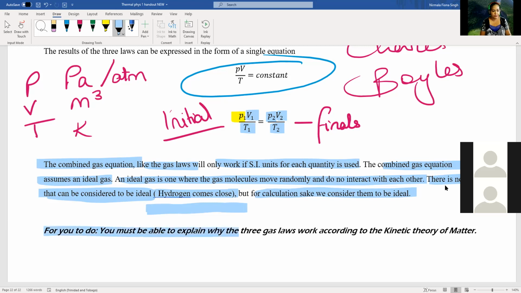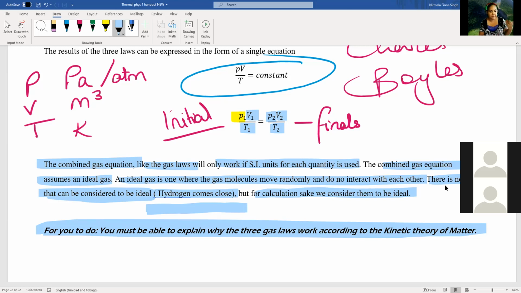So for you to do, you must be able to explain how the three gas laws work according to the kinetic theory of matter. What is the kinetic theory of matter? Again, all matter is made up of small molecules, and these molecules are always in motion. So I suggest you write it down: explain how the pressure law works according to the kinetic theory. I did go through in depth already how Charles' law and Boyle's law work according to kinetic theory. You must be able to do it.